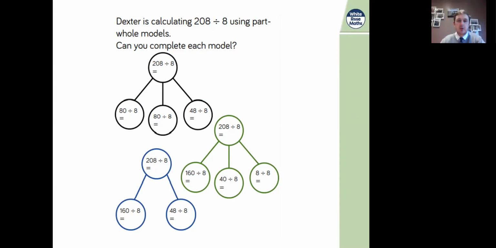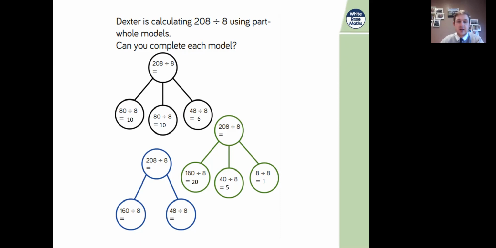And back in. So the black one, we've got 80, 80 and 48. Well, we know 80 divided by 8 is 10, and 48 divided by 8 is not 4. That's not right. Sorry, that should be a 6. On the green one, we know that 160 divided by 8, well, 16 divided by 8 is 2. So 160 divided by 8 is one place bigger, so that's 20. 40 divided by 8 is 5, and 8 divided by 8 is 1. 20 add 5 add 1 is 26.